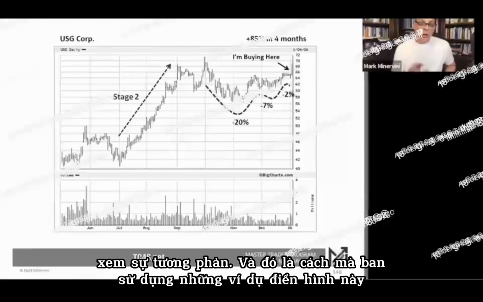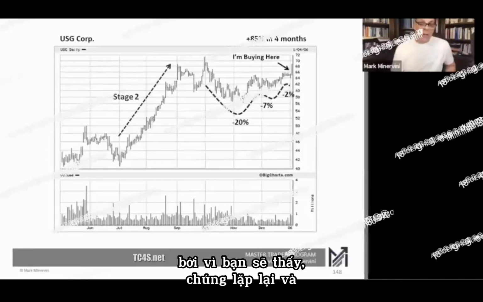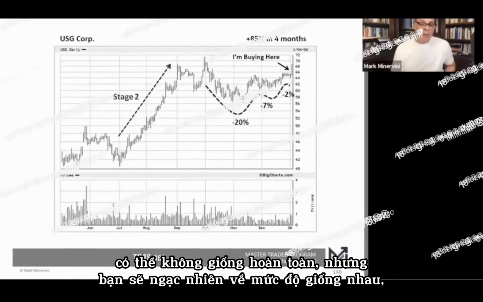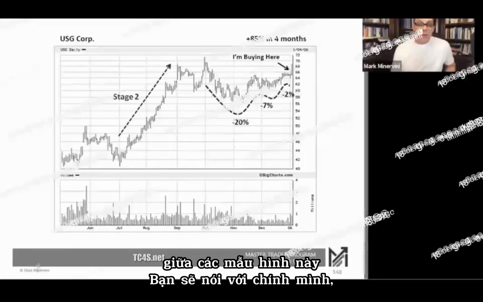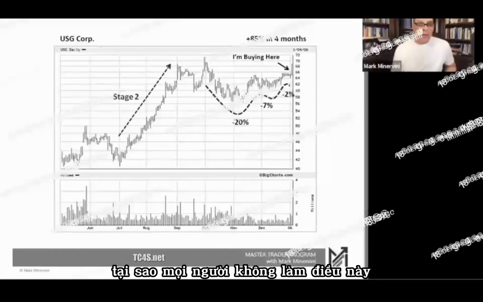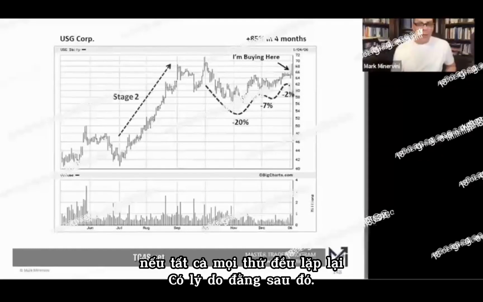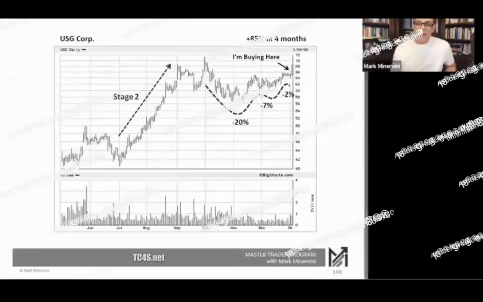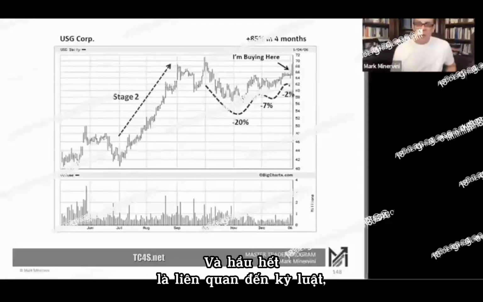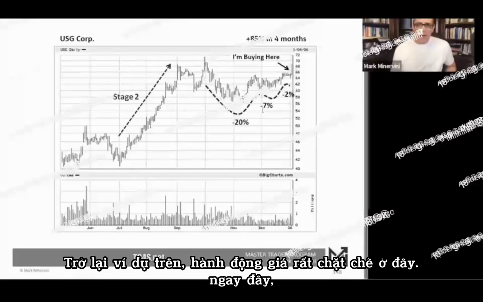And that's what you can use these precedents for, because you're going to see they repeat, and they may not be completely exact, but you'll be amazed at how similar these setups are. You'll be saying to yourself, why doesn't everybody do this? If everything is so repeatable, and there's a reason behind that too. But most of it's with regard to discipline. But again, very tight here.